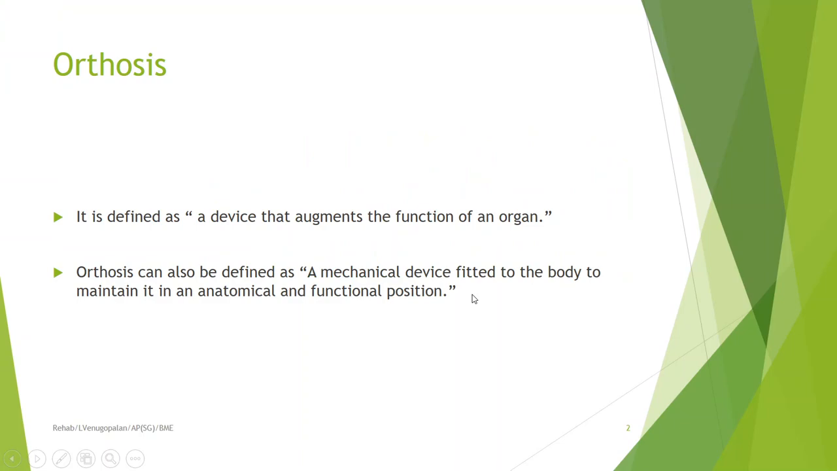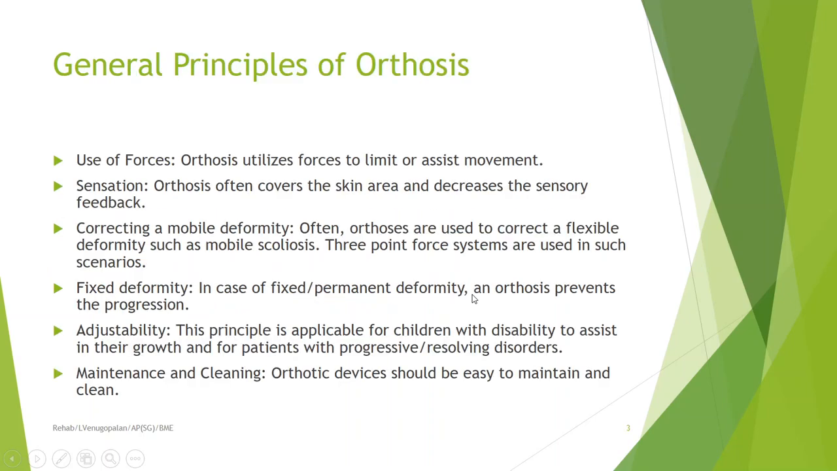An orthosis can be defined as a device that augments the function of an organ. When I say augments, it means supports the function of an organ and improves its efficiency, right? Orthosis can also be defined as a mechanical device fitted into the body to maintain it in an anatomical and functional position. So suppose there's a disability, then the orthosis is a mechanical device fitted such that it maintains the anatomical and functional position of the part of the body that is disabled, and such a device is called an orthosis.